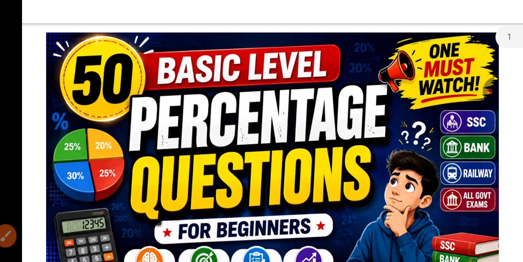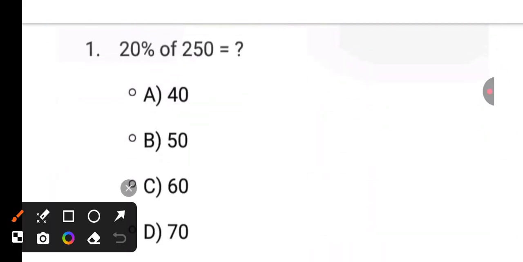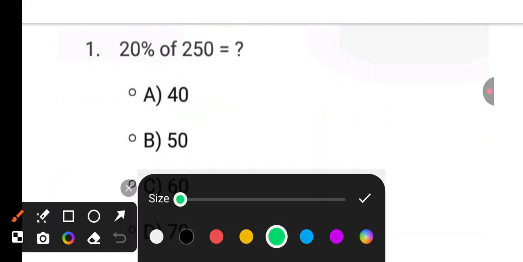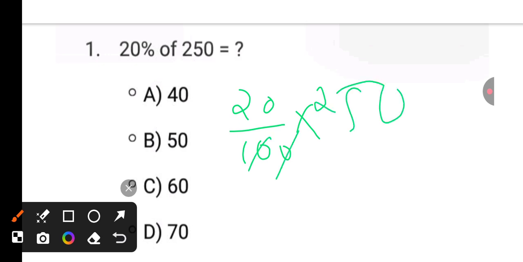Today we will see 50 basic level percentage questions. Question number first. What is 20% of 250? Okay, the basic method is 20 by 100 into 250. The zeros get cancelled. 25 into 2 is 50.